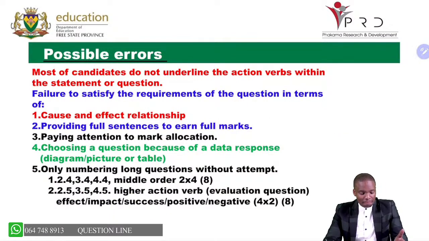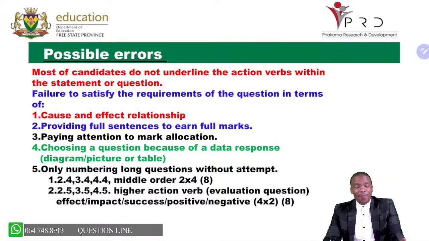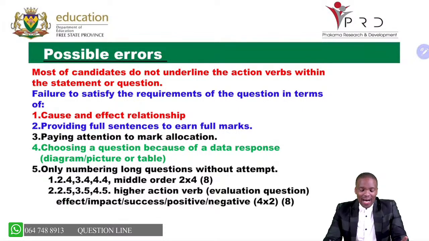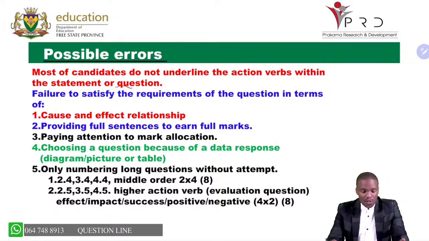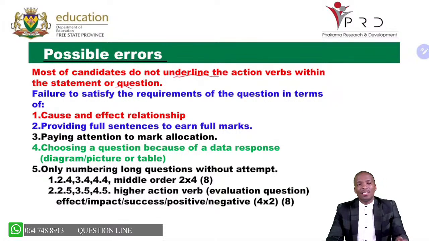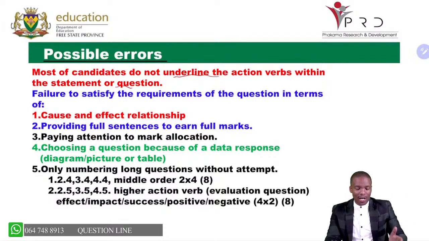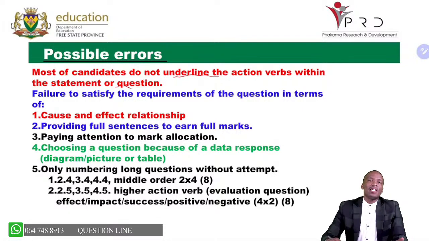Okay, so possible errors. Some of them I've mentioned them. Most of the candidates do not underline the action verbs within the statement or the question. So have your ruler and pencil where you underline what is required. Impact of something, evaluate something, that's an action verb. Also, a failure to satisfy the requirements of the questions in terms of the following. Number 1, the cause and effect relationship.